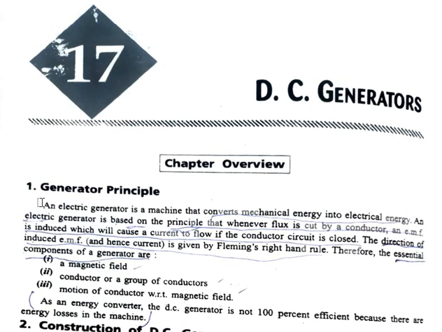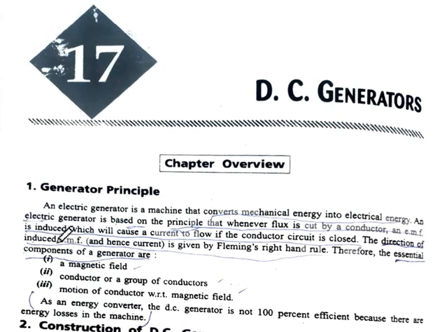स्टार्ट करते हैं। An electric generator is a machine that converts mechanical energy into electrical energy. Electric generator is based on the principle that whenever flux is cut by a conductor, an EMF is induced which will cause a current to flow if the conductor circuit is closed.